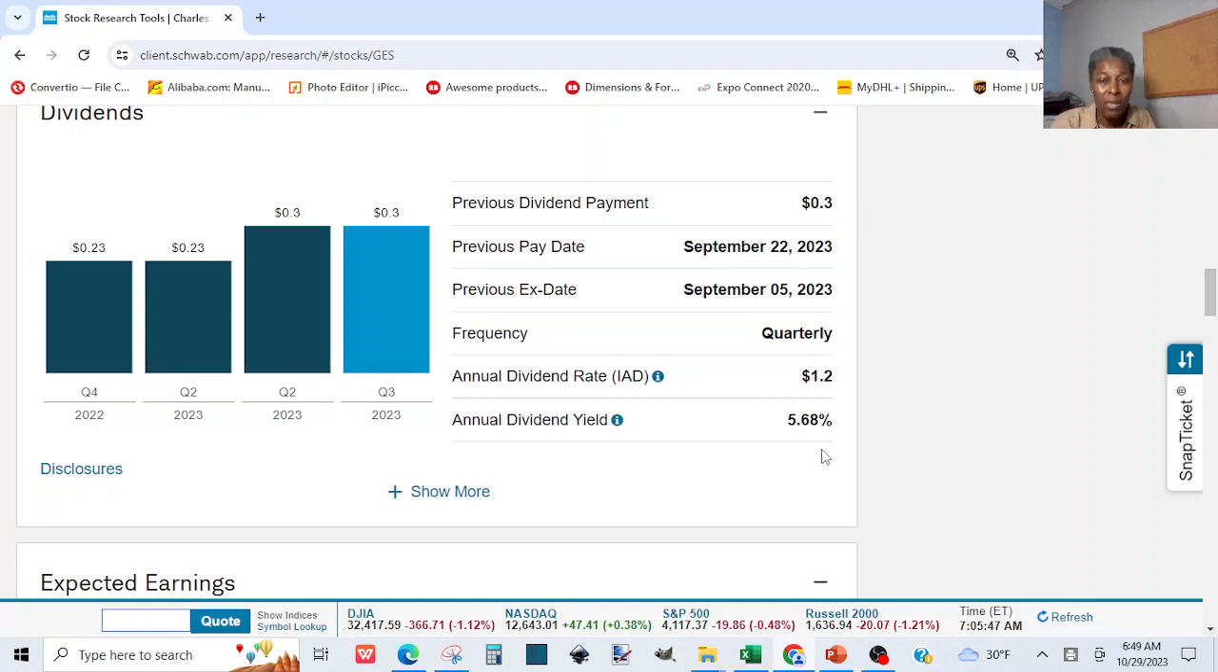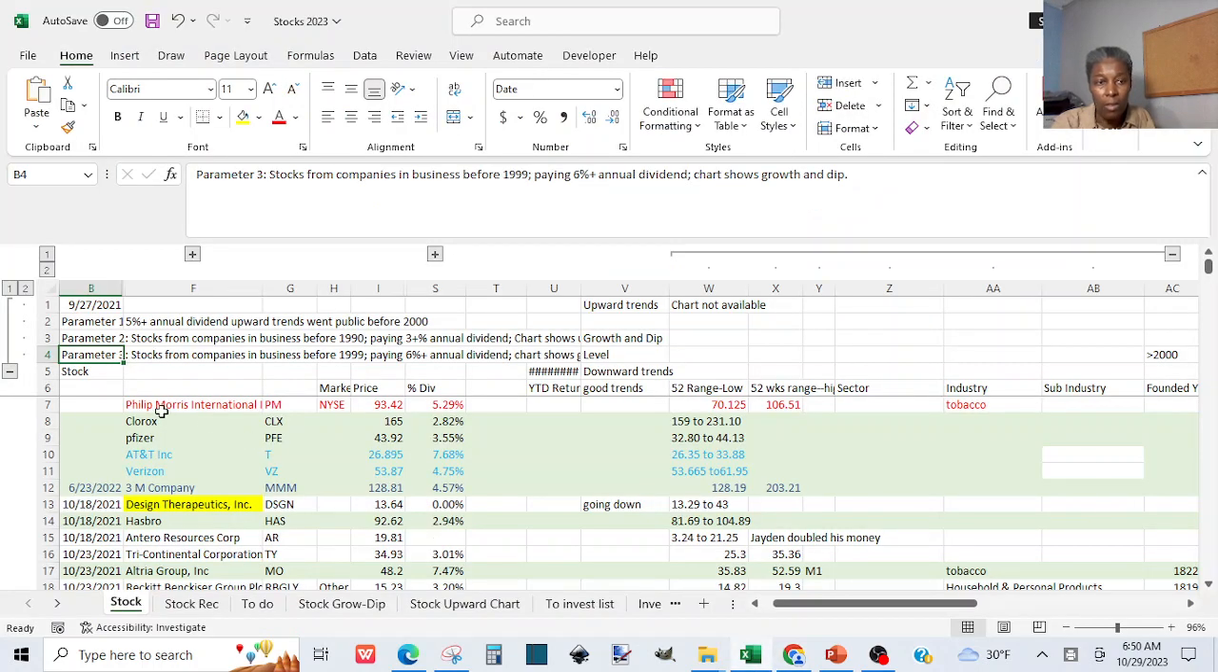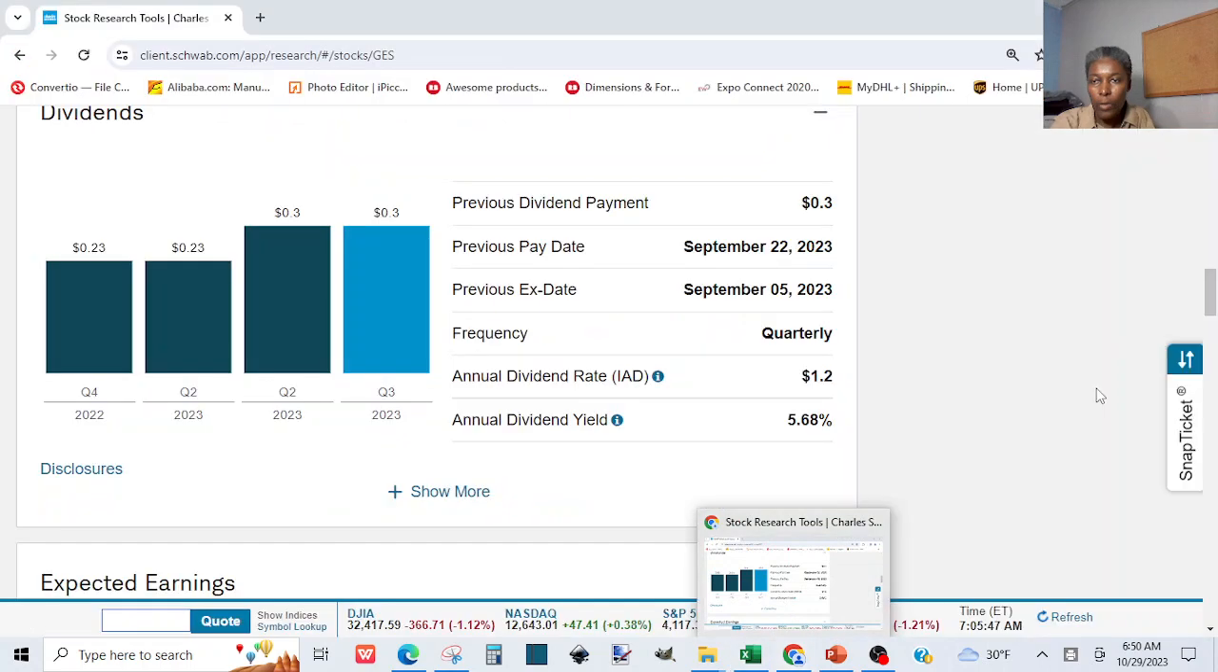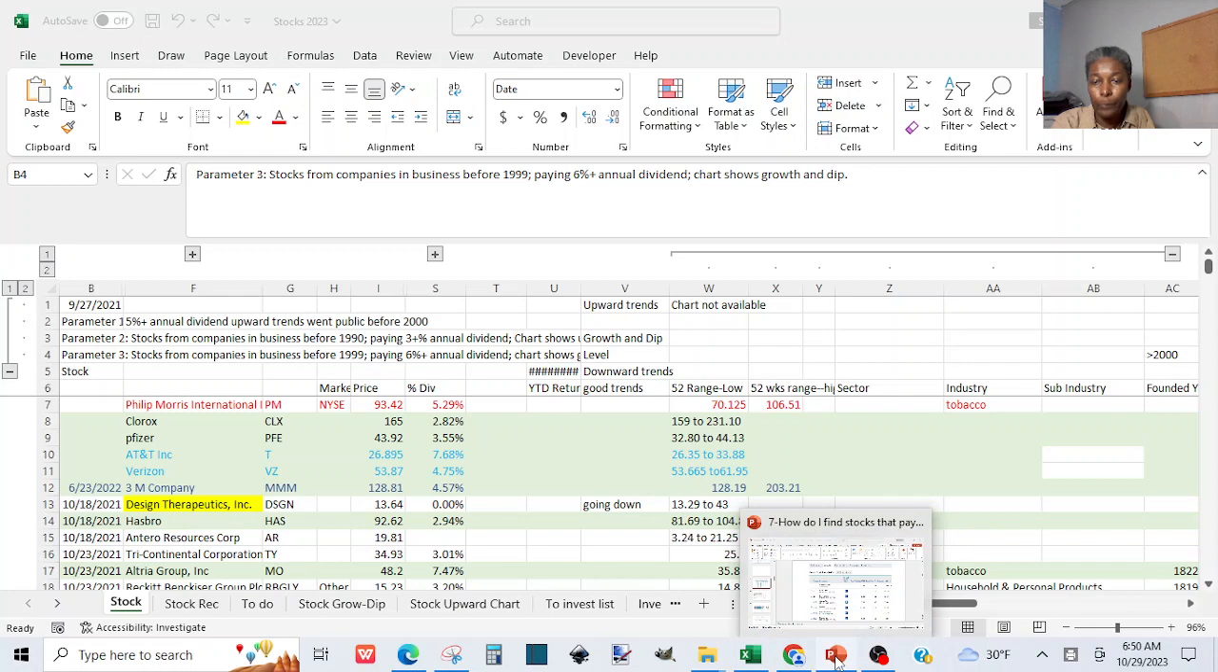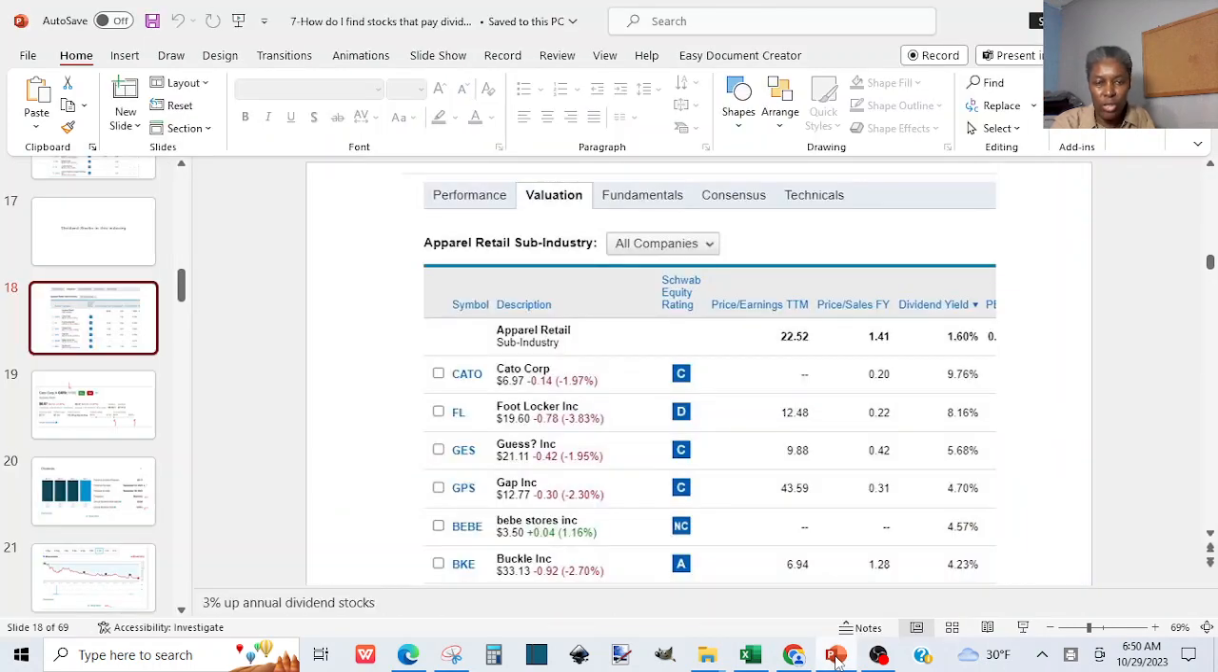For that risk, I will look for a 9% dividend before I make that leap and buy that stock. So 5.68 is even below that 6% criteria that we set for growth and dip chart, 6% and up. So it passed the 1999 criteria, but it didn't pass the dividend yield criteria. Therefore, it is a no. Okay, and that's how you filter down the stocks you originally add to your spreadsheet.